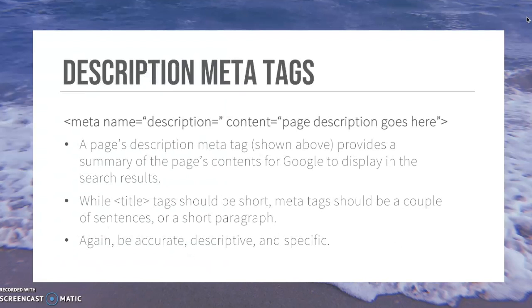Next, we'll talk about description meta tags. A page's description meta tag, as shown above, provides a summary of the page's contents for Google to display in the search results. While title tags should be short, meta tags should be a couple of sentences or a short paragraph. Again, it's important to be accurate, descriptive, and specific with these tags.